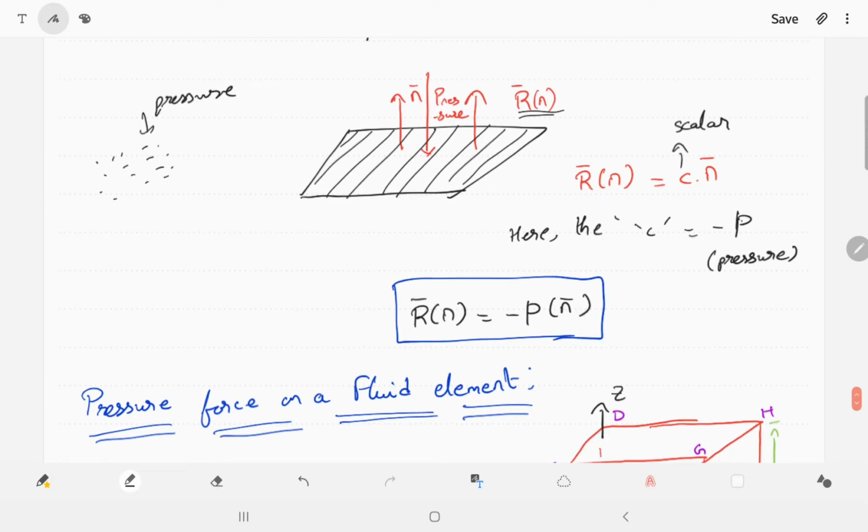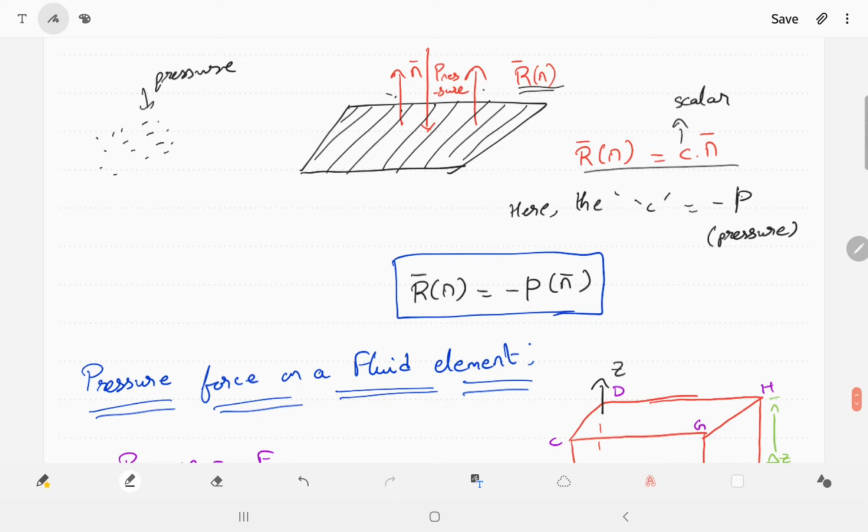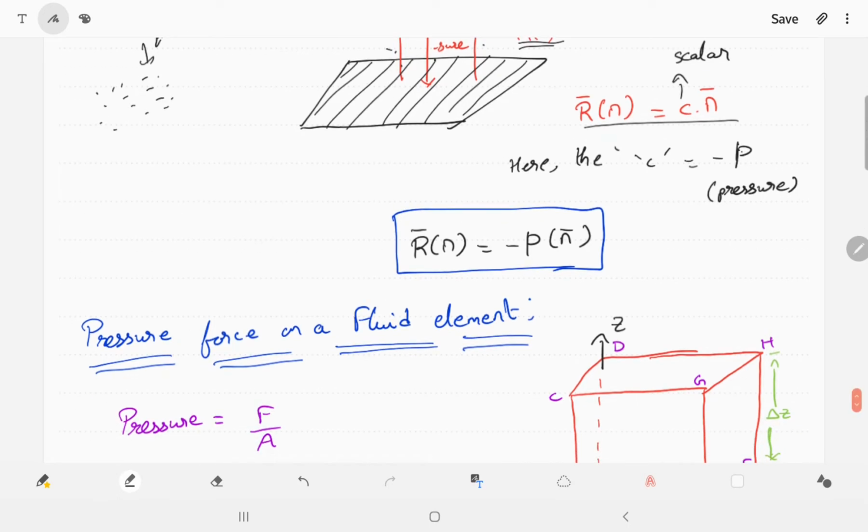So this r bar n can be resolved into a component, which is a constant times this unit normal vector n bar, as both are parallel to each other in a static condition. Here, this constant scalar is nothing but the pressure with a minus sign, which indicates its direction is opposite to the force acting upon it. So r bar of n equals minus p into n bar, where p is the pressure.